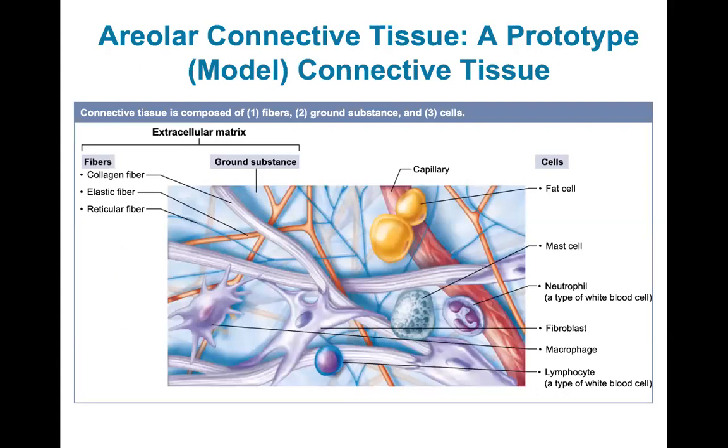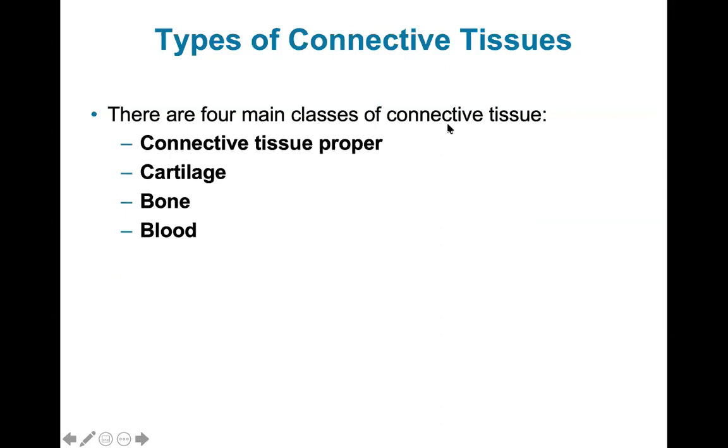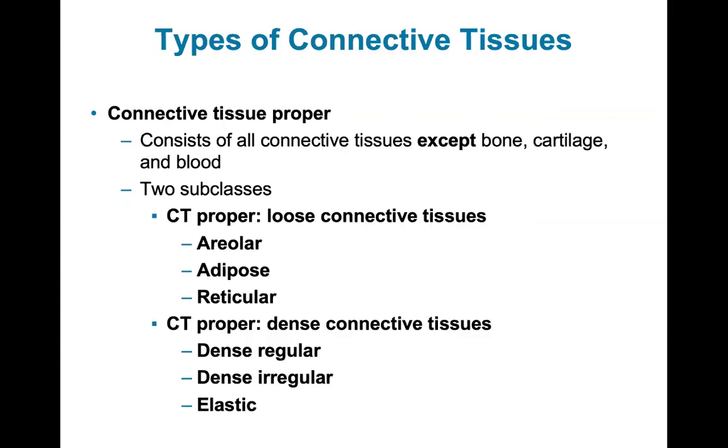Okay. So again, the three things that make up connective tissue are the fibers, the ground substance, and the cells. And let's look at the four different types or families of connective tissue. So with the connective tissue proper, this consists of all connective tissues except bone, cartilage, and blood. And we break this up into loose connective tissue, which includes areolar, adipose, and reticular, and dense connective tissue, which includes dense regular, dense irregular, and elastic.